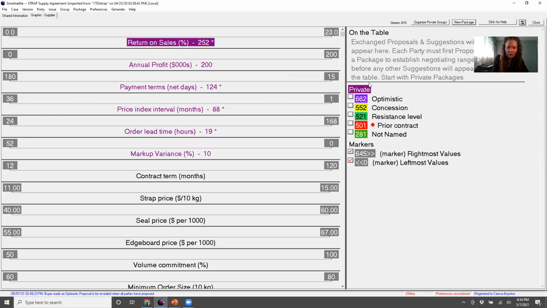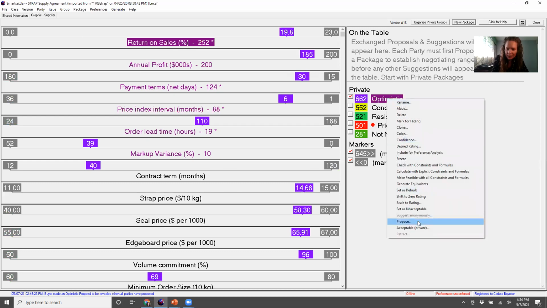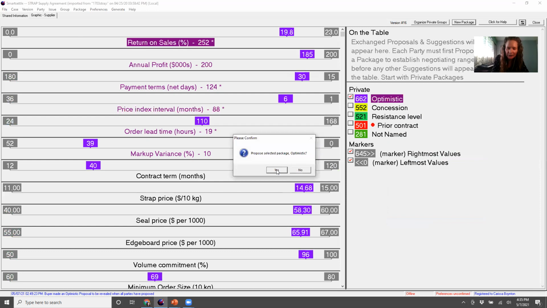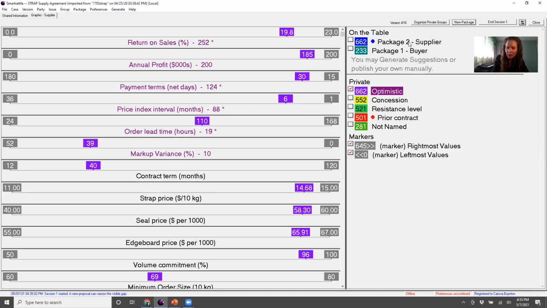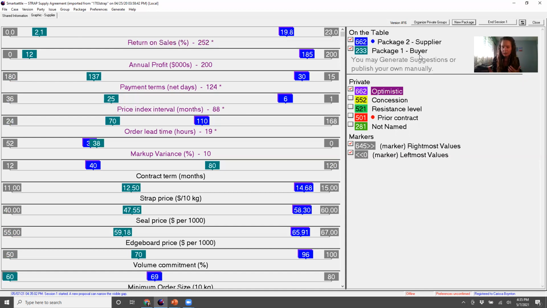Okay, so let's start. I think we're ready to start negotiating. We want to start by putting this optimistic proposal on the table. So I'm going to right-click and propose that package, and it's going to show up in this window here called On the Table. And you can see that it showed up at the same time as this package from the buyer. The reason it showed up at the same time is because when I send a proposal out, it goes to the neutral site, and then optimistic proposals from both parties are revealed simultaneously.